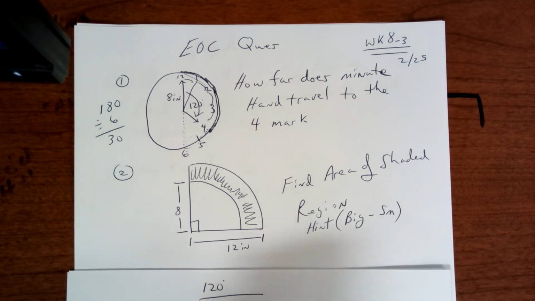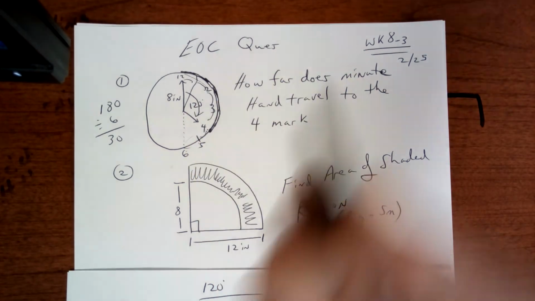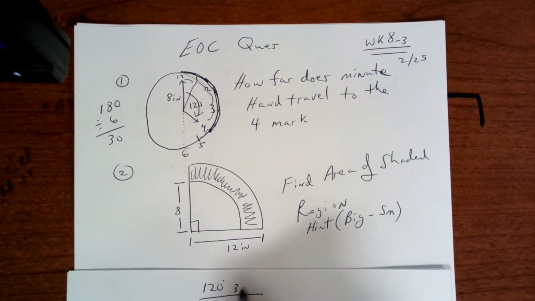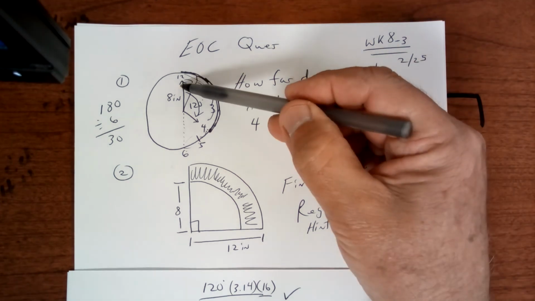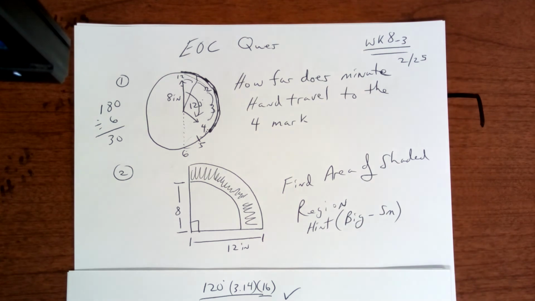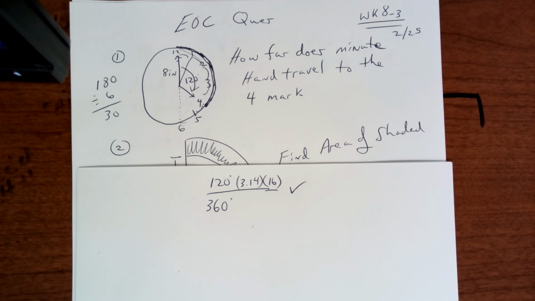And it's part of the circumference here, so it's pi times diameter. The diameter is 16. That will give you the distance that the minute hand travels from the 12 to the 4. Okay? So let me slide that up a little bit so you can see it. There's the formula. And that's how you do it.